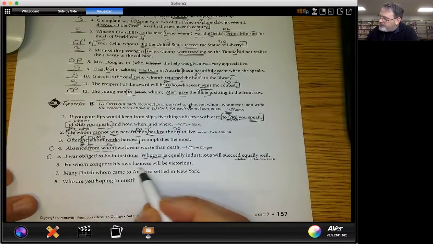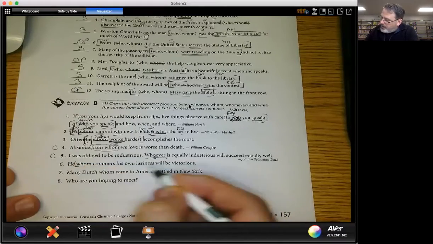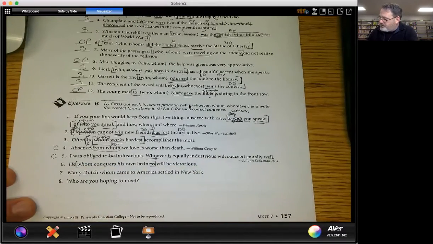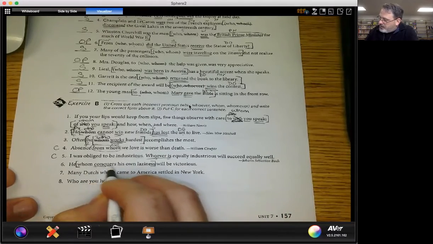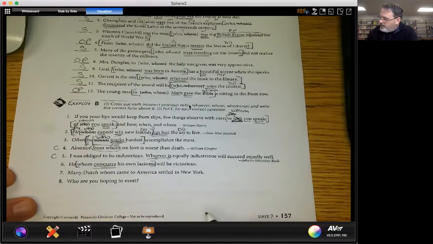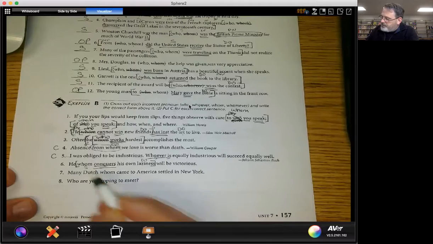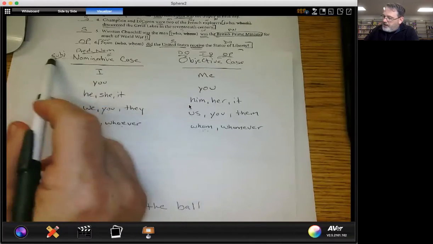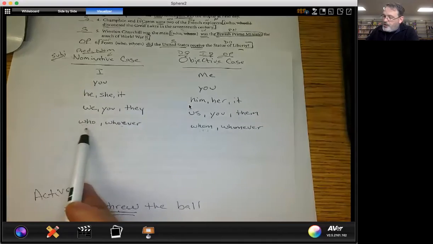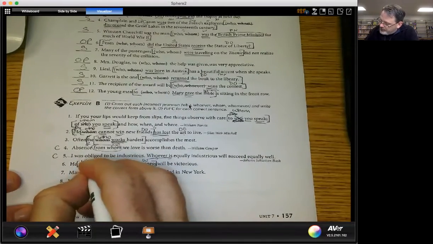He whom conquers his own laziness will be victorious. Well, who conquers his own laziness is the clause. He will be victorious is the sentence, right? So inside this clause, the verb is conquers. Laziness is the direct object. Whom is the subject. But whom can't be a subject because only nominative case pronouns can be subjects, and who is the nominative case form. So we've got to cross it out and put who.